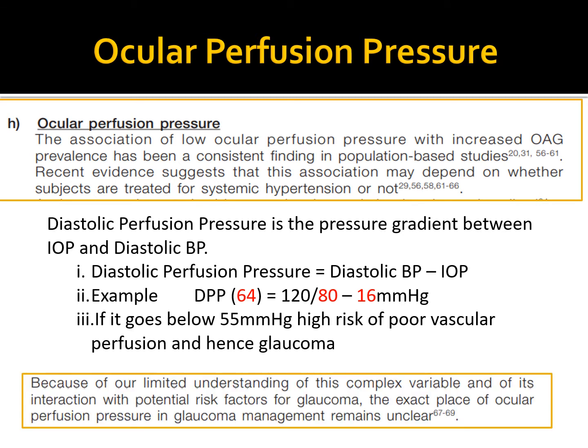However, the European Glaucoma Society go on to say, because of our limited understanding of this complex variable and of its interaction with potential risk factors for glaucoma, the exact place of ocular perfusion pressure in glaucoma management remains unclear. So they don't really know what to do with it. But again, it just shows that in the future this could become important. It could indeed change the way we treat patients. It could certainly change the way we classify certain glaucomas. But at the moment it is more of an academic exercise than anything else.